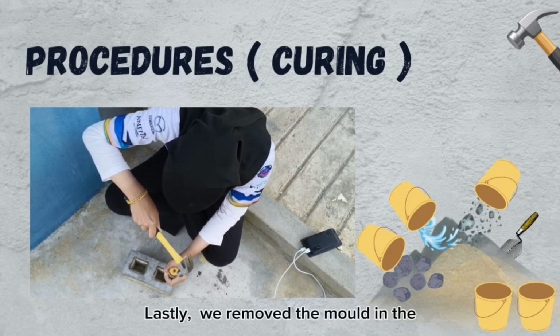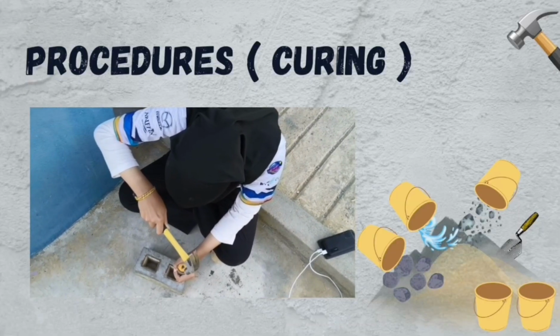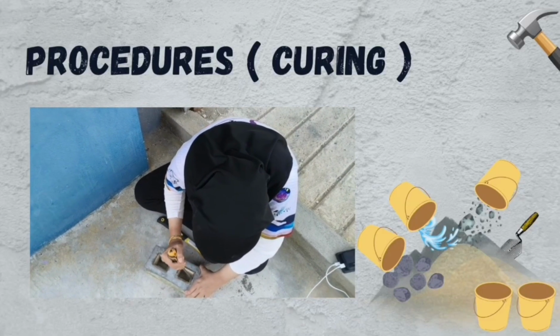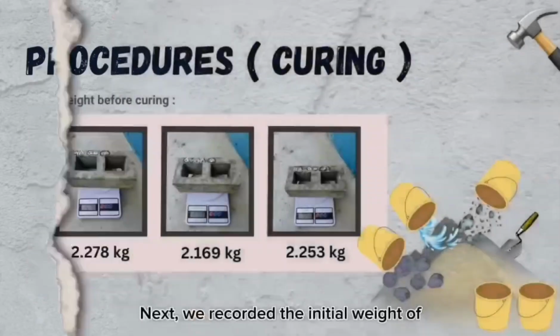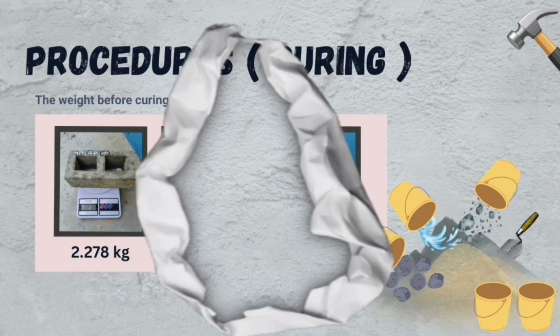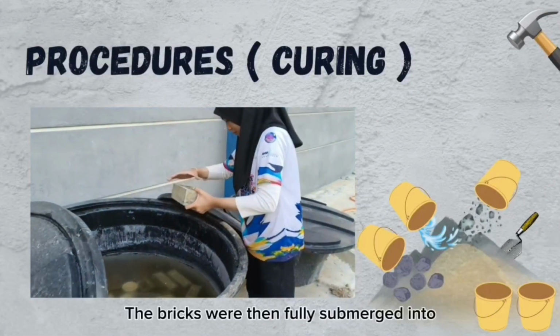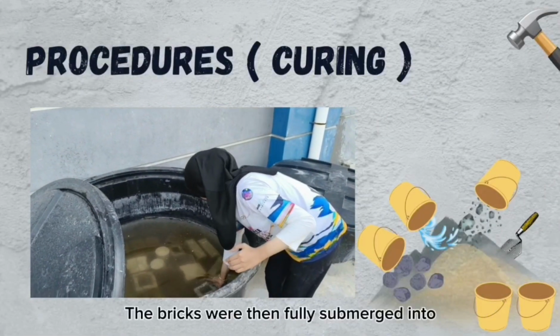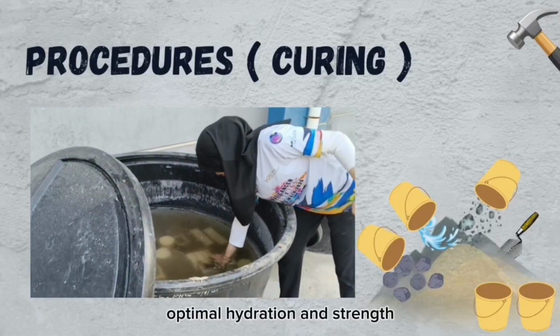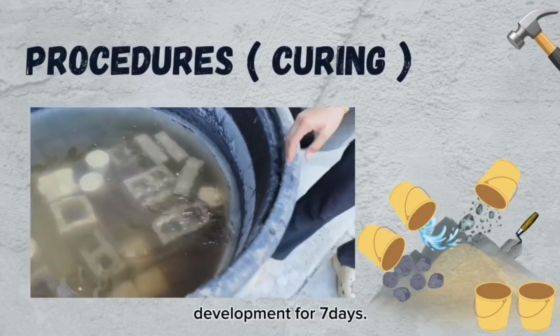Lastly, we remove the mold in the middle part of the brick. Next, we recorded the initial weight of each sample before immersion. The bricks were then fully submerged into a curing tank filled with water to ensure optimal hydration and strength development for 7 days.